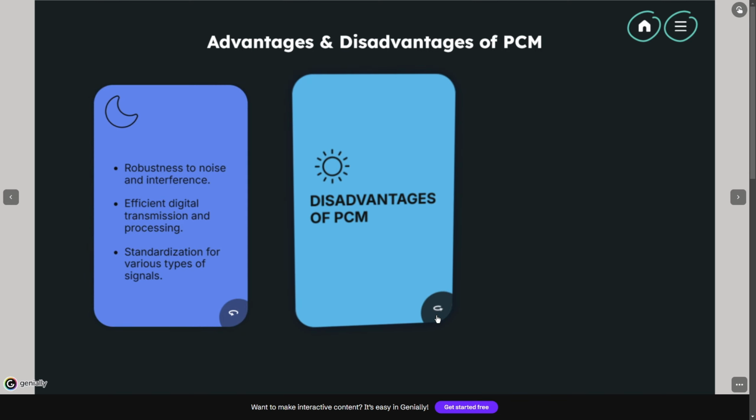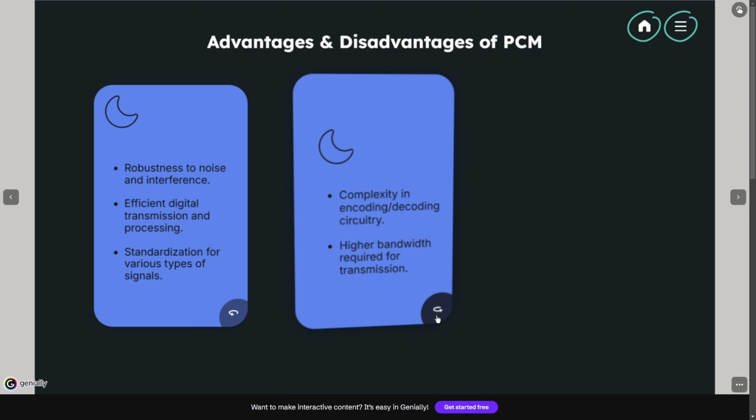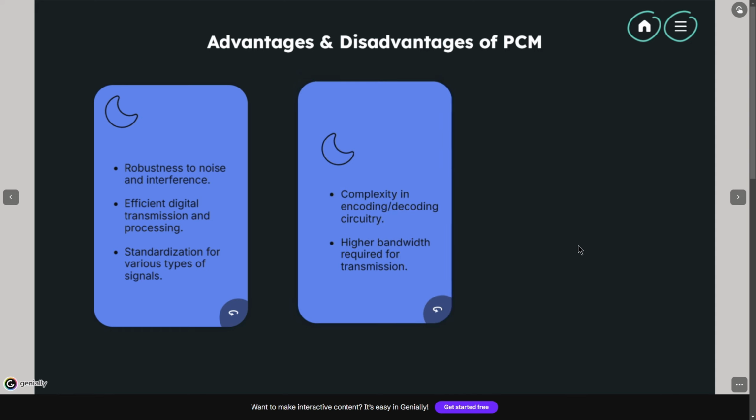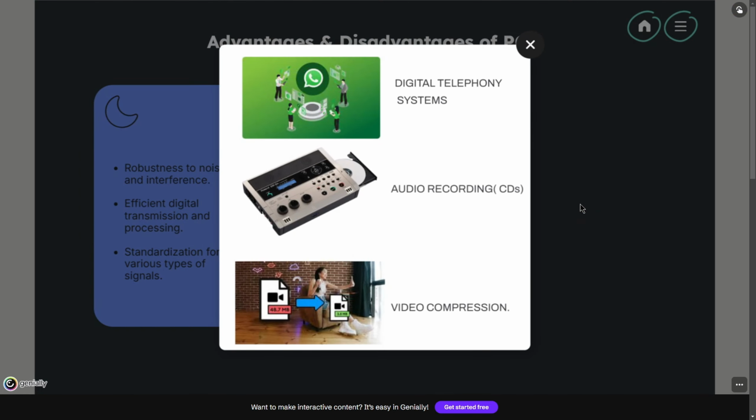And what are the disadvantages of PCM? The disadvantage of PCM is the complexity in encoding and decoding circuitry. And last is the higher bandwidth required for transmission. So where has PCM been applied? In our life, we can see it in digital telephony systems like WhatsApp, second in audio recording like CDs, and lastly in video compression.